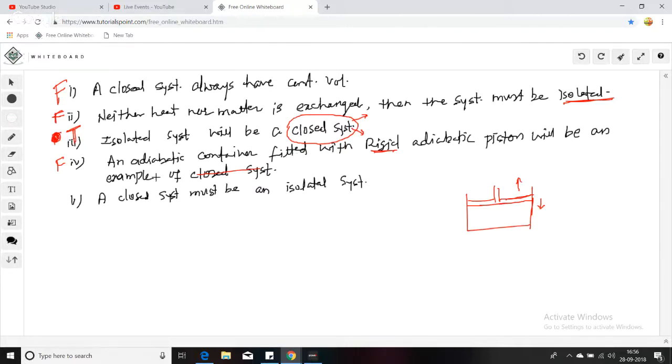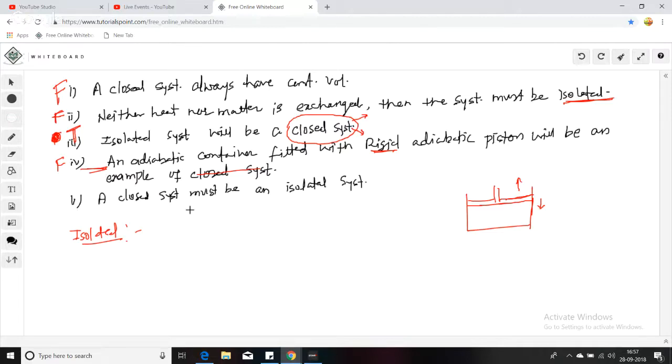Now, in the next statement, an adiabatic container fitted with a rigid adiabatic piston will be an example of a closed system, right? So this will be a closed system, right? But the thing here is that the piston is movable, right? If it is movable, then energy exchange is possible. Then it will definitely be a closed system, correct? If you see the definition of isolated system, you will get this as the definition of isolated system. So if I write here isolated system, then this statement will be correct, right?